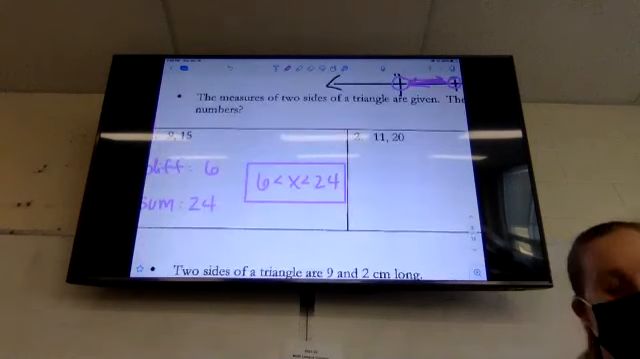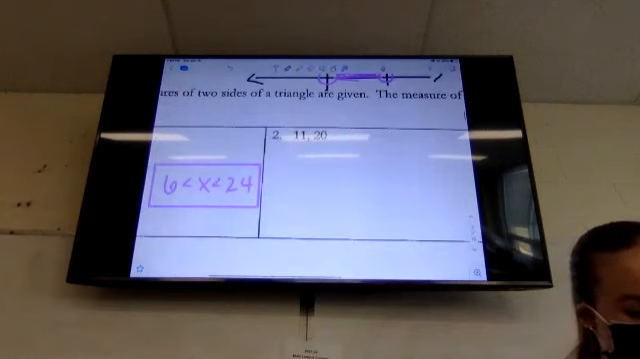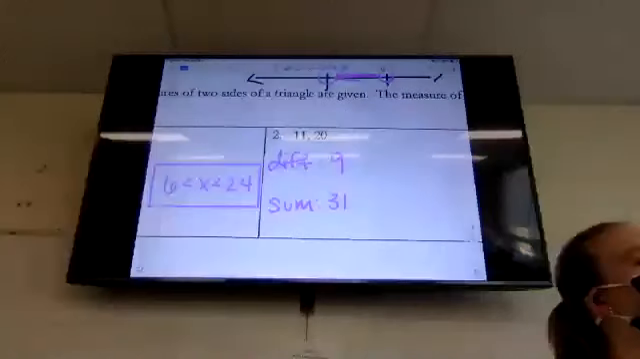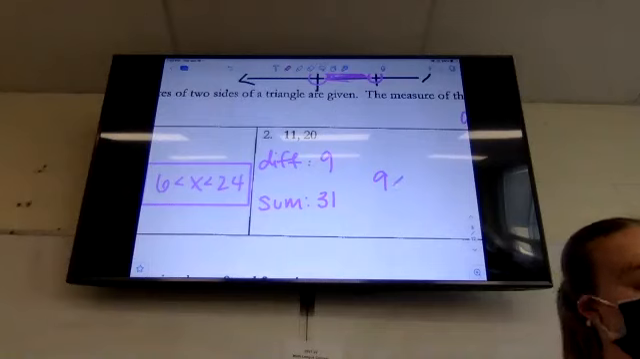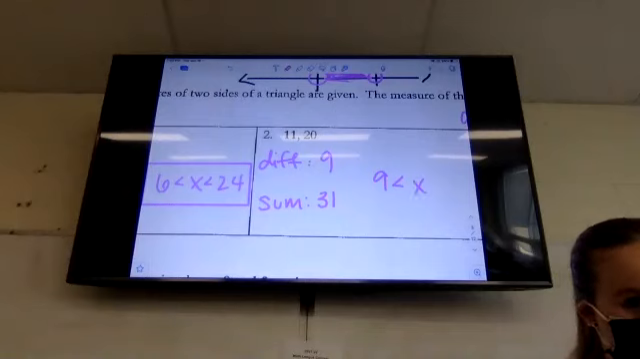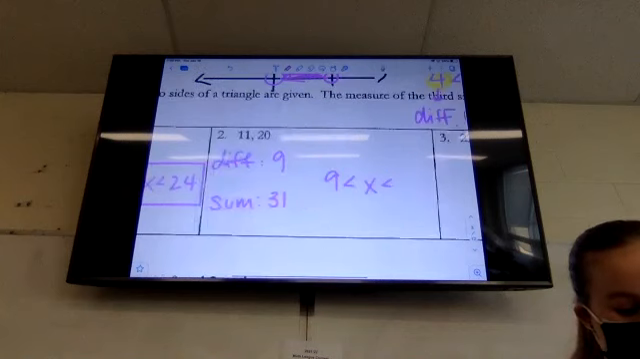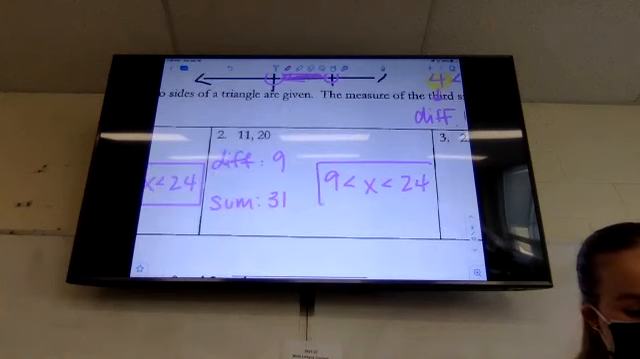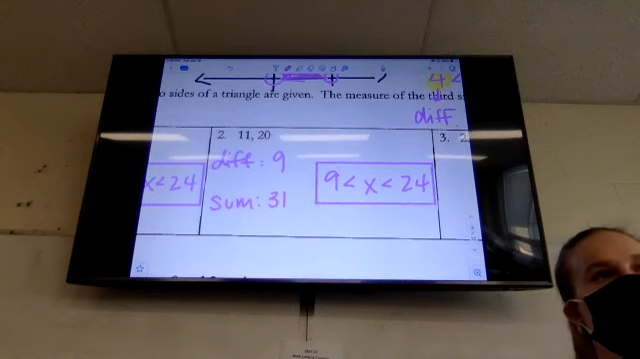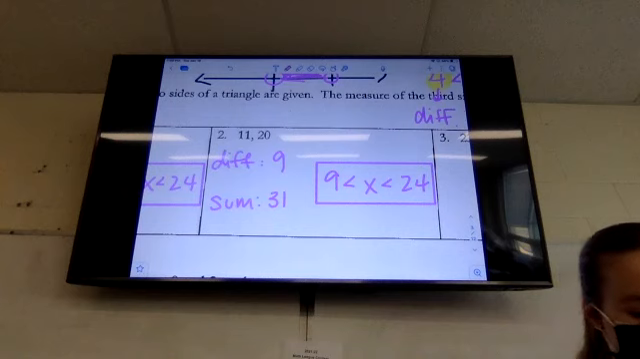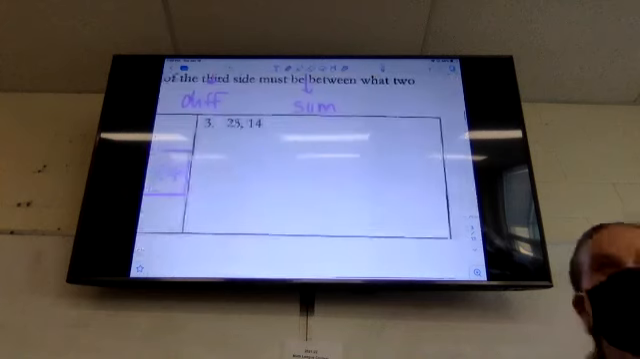All right, similar for the next one. What's my difference between 11 and 20? What's my sum? Good. What's my inequality? They're both less than inequality. So 9 is less than x, which is less than 24. Okay. One more like this.